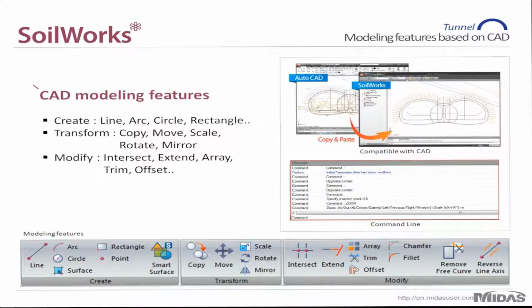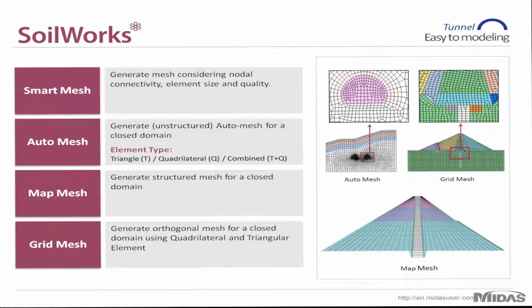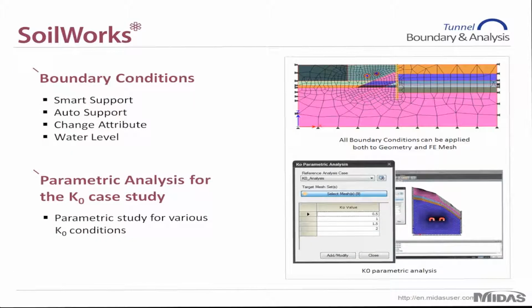Okay, CAD modeling features. Another great feature of the software is that if you can use CAD, you can easily use SoilWorks to model your drawings or your projects. So all of these commands should look familiar. If you're familiar with CAD, you can easily just use SoilWorks to do all your modeling. As I said, smart meshing allows you to just intuitively create your mesh, but if at any time you need to do auto, map, or grid meshing, these options are available to you.